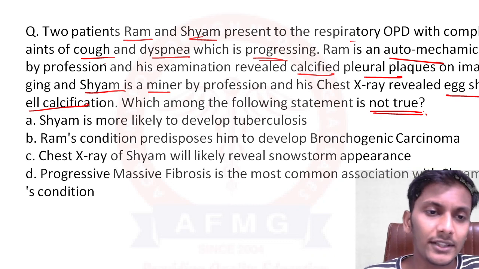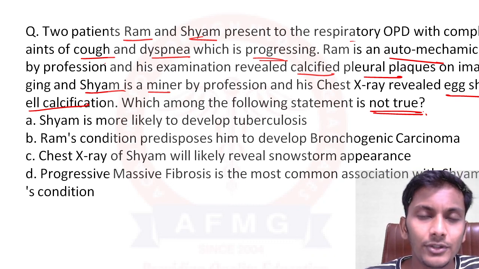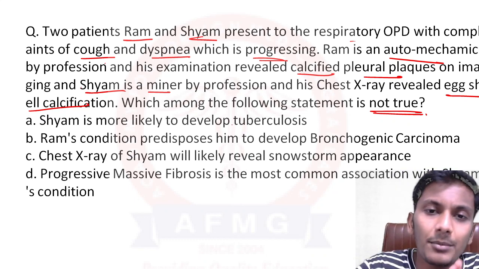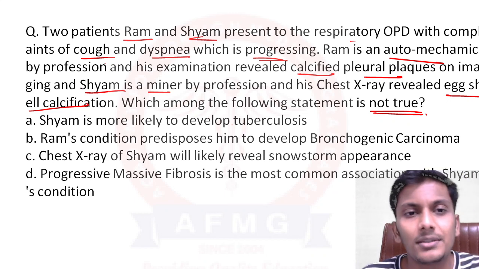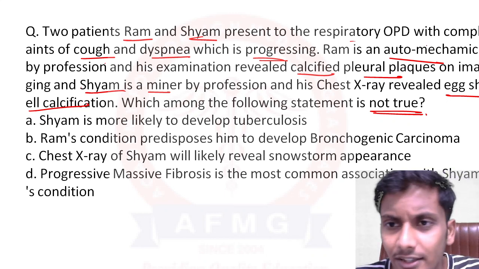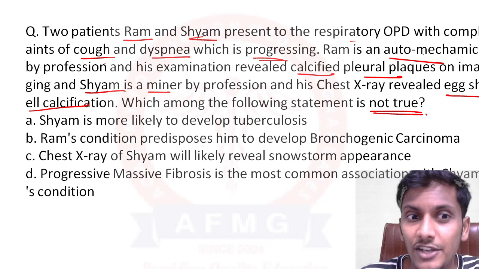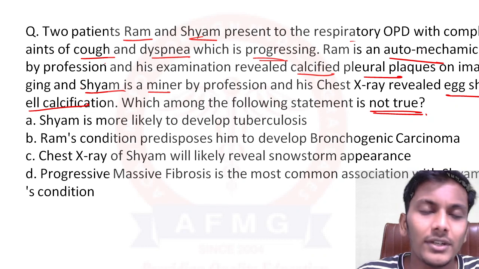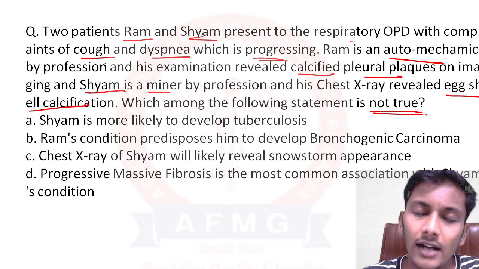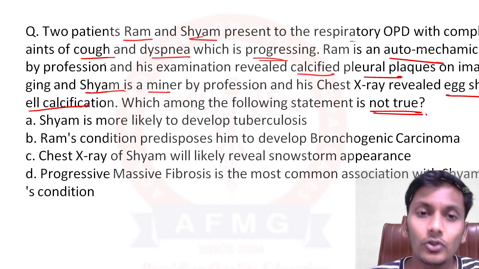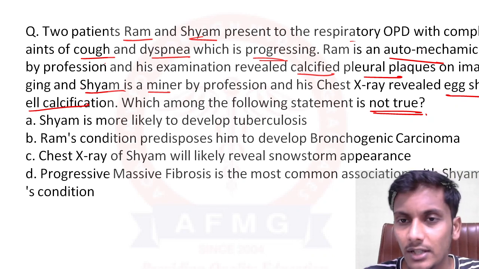Now, the first statement goes option A, Shyam is more likely to develop tuberculosis. So let's come to a provisional diagnosis in our mind. What can be there? Please remember, both are presenting with cough and dyspnea, and their profession is specifically mentioned, so definitely it might be related to their profession. So it is an occupational lung disease that they are talking about, mainly your pneumoconiosis. So we have narrowed down our thinking to pneumoconiosis.